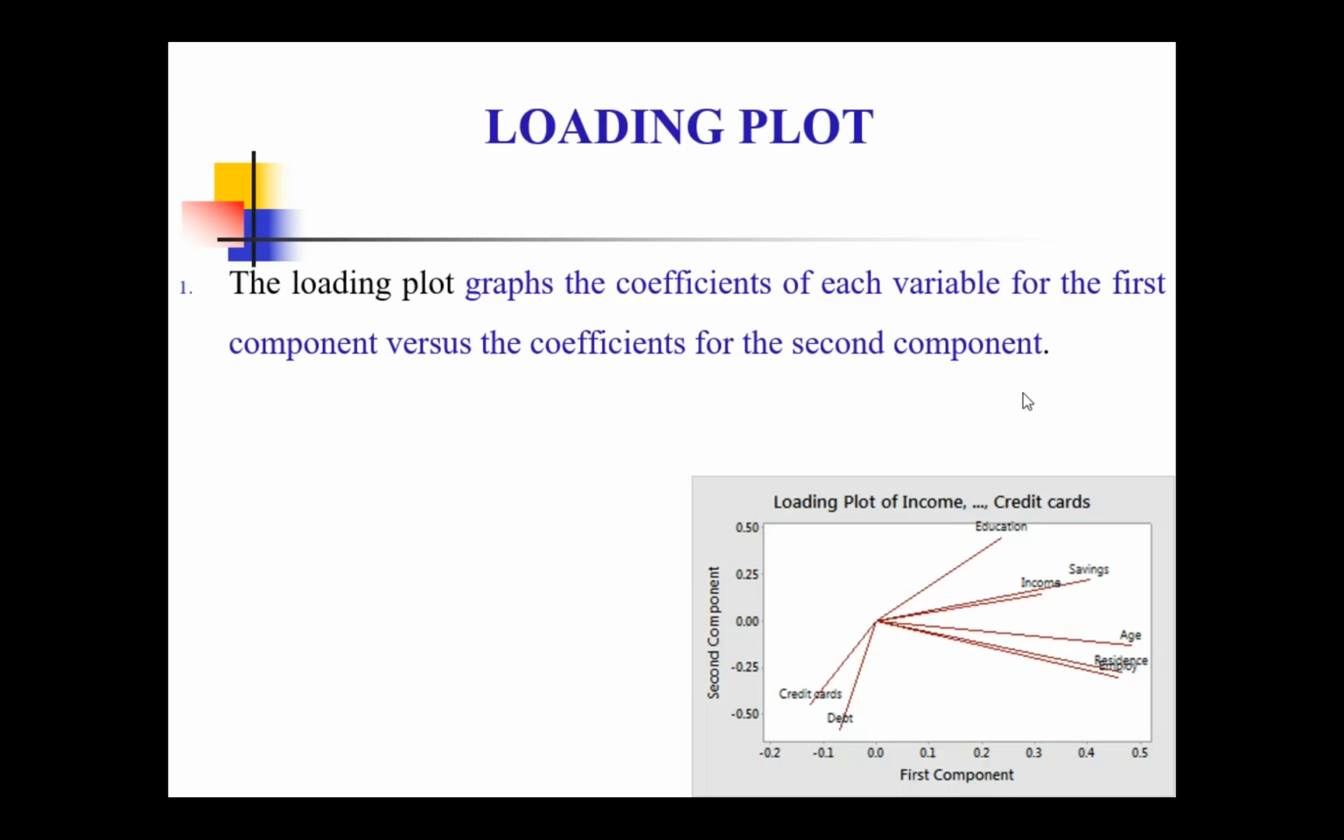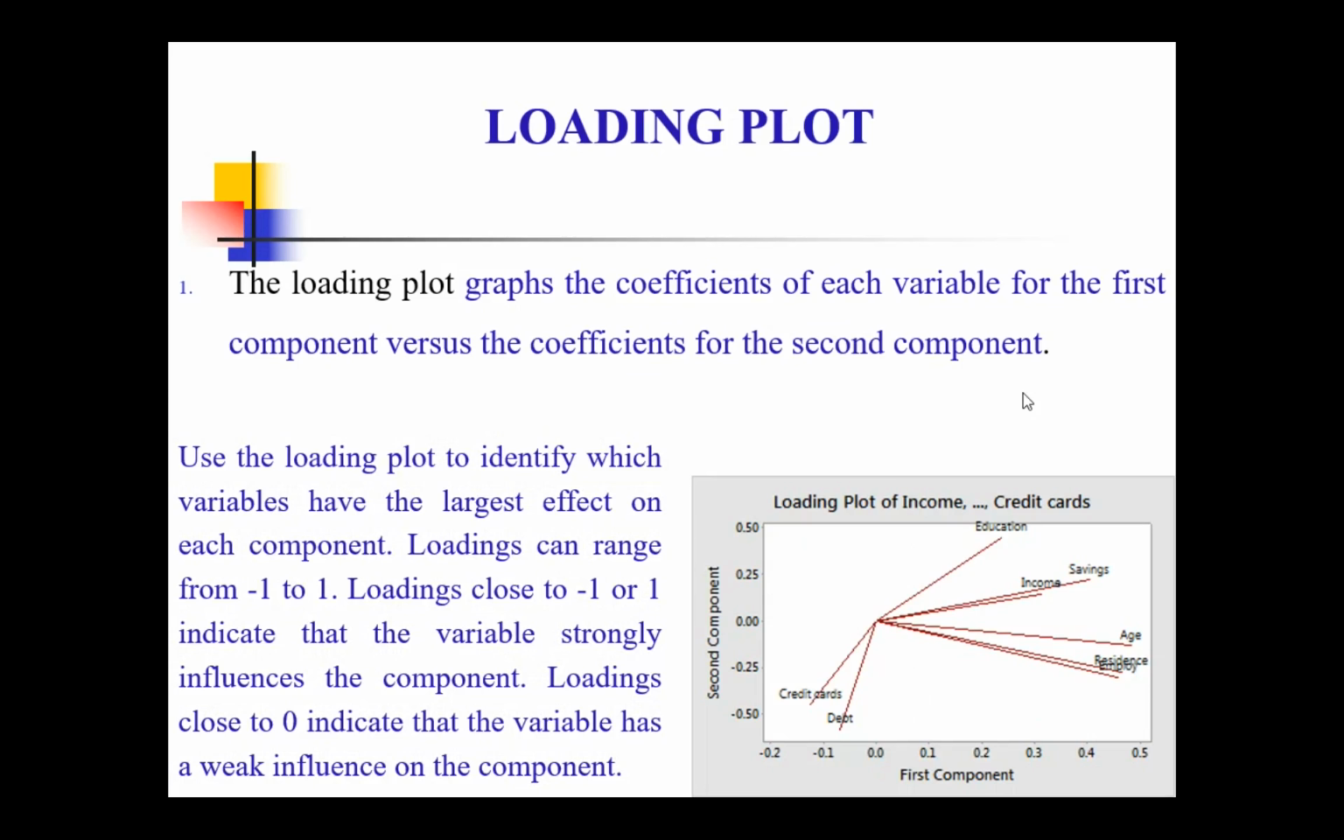So here you can see the first component and second component. The coefficient of each and every variable is plotted. From this, what are we going to interpret? We are going to determine which variable has the largest effect on each component. Among the 3, flank wear, surface roughness and material removal rate, which is going to have a higher influence, we are going to identify from this.